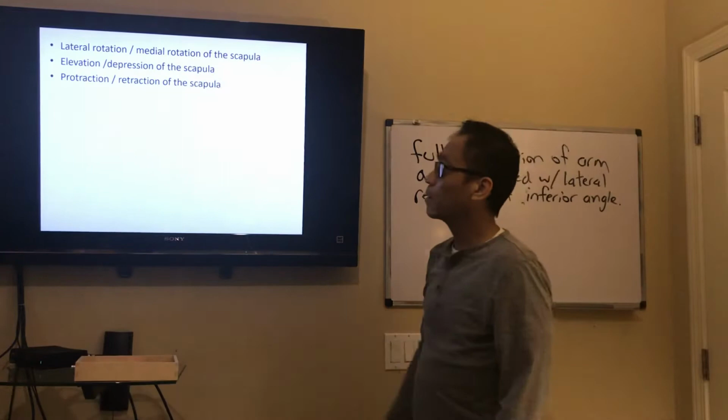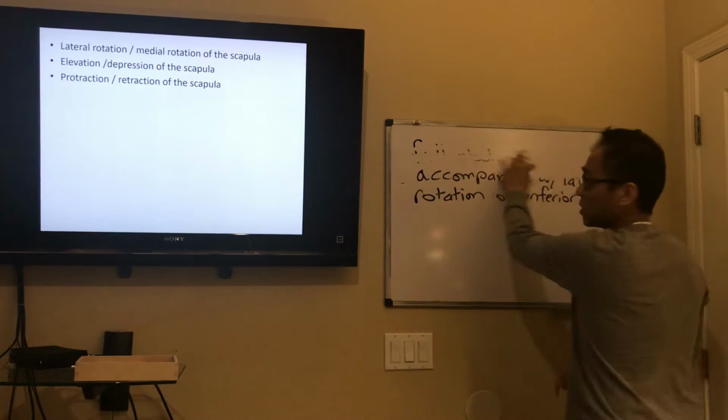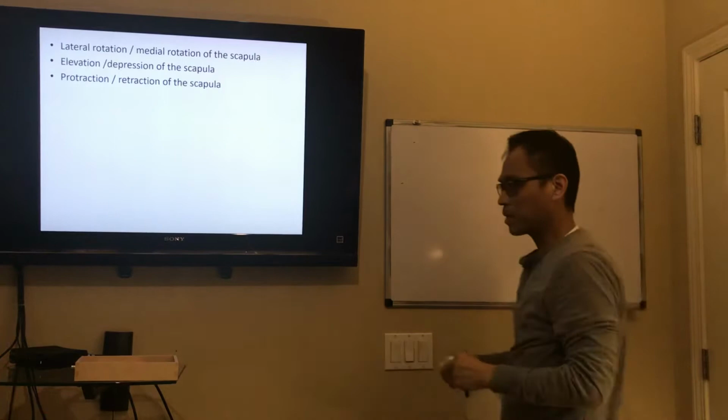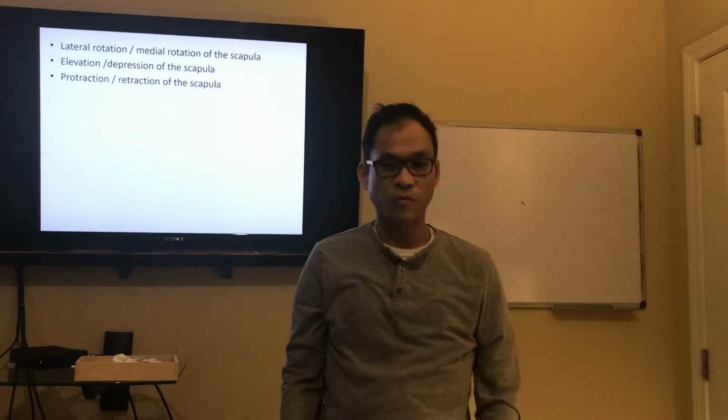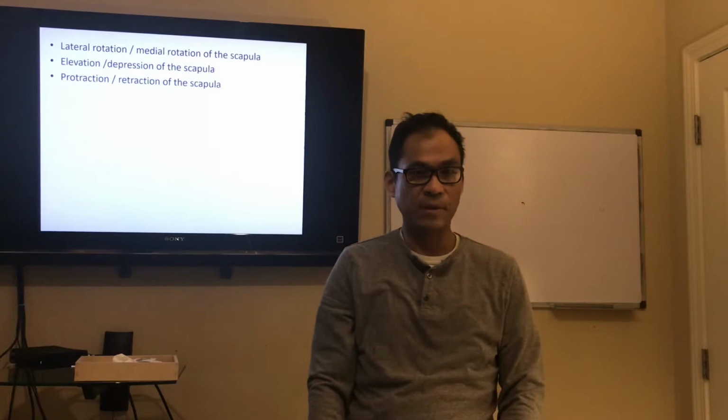Elevation and depression of scapula. That one's easier. The scapula can just slide up, just like when you shoulder shrug, or then you put them back down, or if you're holding like a heavy bar, and it's depressing your scapula. So your scapula can move down and up, that's elevation, depression.